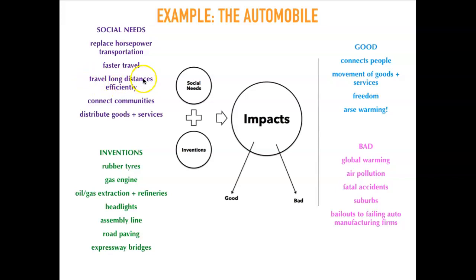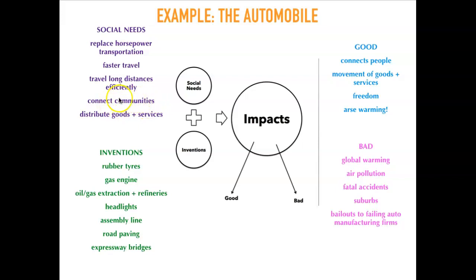Another thing that the automobile could replace or add to the social needs was that it was able to travel long distances fairly efficiently and with a greater deal of autonomy. So you wouldn't have to rely on a train schedule or the weather. You could just get in a car and drive there.